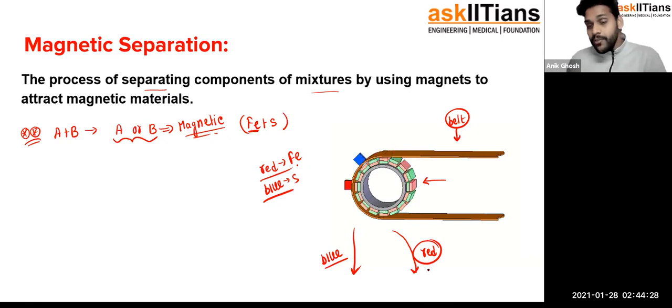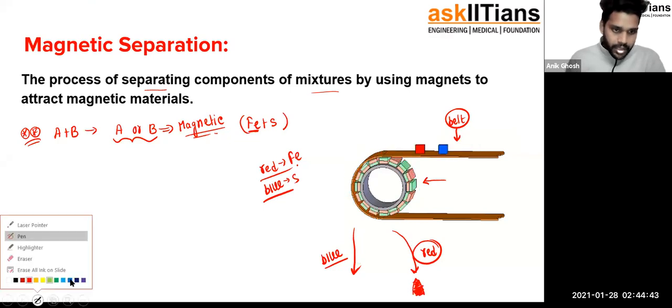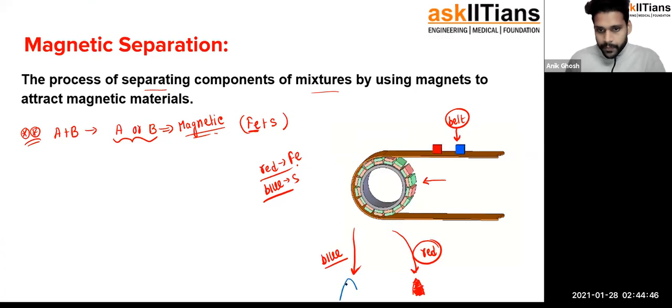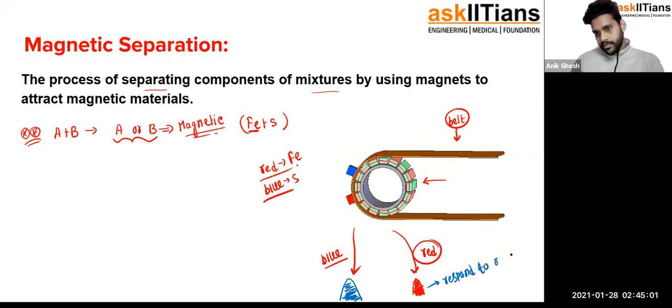So the thing that would happen is, if there are so many red particles and so many blue particles inside that, then one heap of red particles would be in this position, and another heap of the blue particles would be in this position, isn't it? So this position is the one that responds to magnet or magnetic material. Okay, fine.